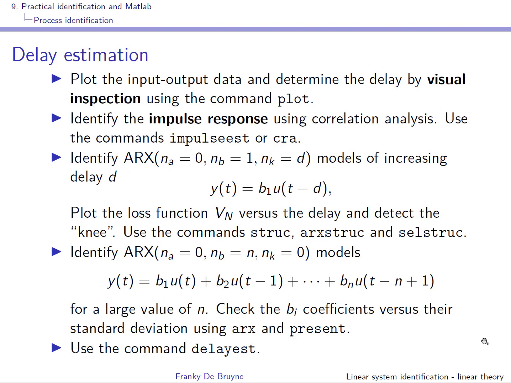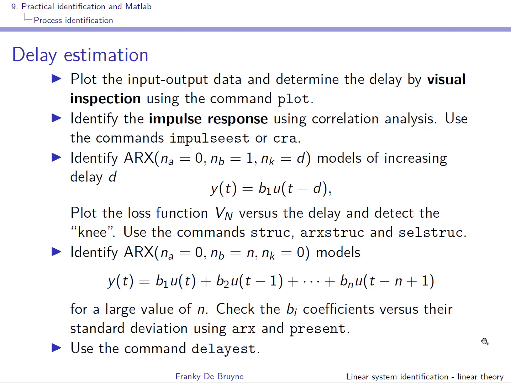The estimation of the delay in the system is rather important because it's usually done once and for all, and when the delay has been fixed, and this is this NK, then you can choose the model structure, and when the model structure has been selected, we'll play with the parameters, for instance the NA and NB and NC, etc. So the first method to estimate the delay is just visual inspection, and there you just need to do a plot.